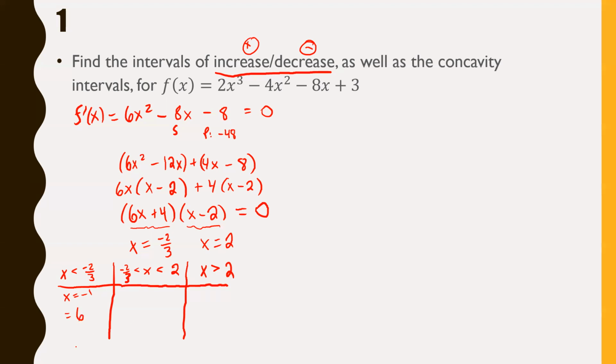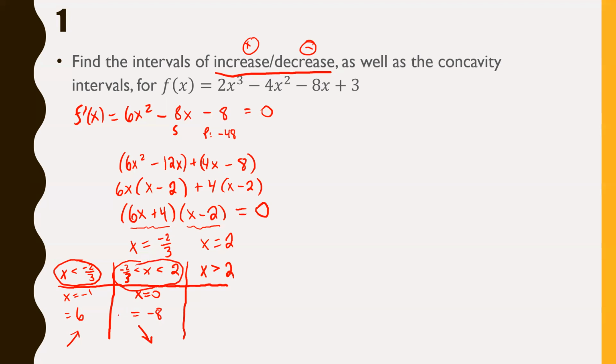So that equals +6. That tells you we are actually looking at an interval of increase in this interval right here. When you're below -2/3, the function is increasing. Now let's pick a point that's between these two critical points. I think the easiest value of x that would work here would be 0. If you plug 0 into your derivative, it's just going to equal -8. Since it's a negative number, that's an interval of decrease.